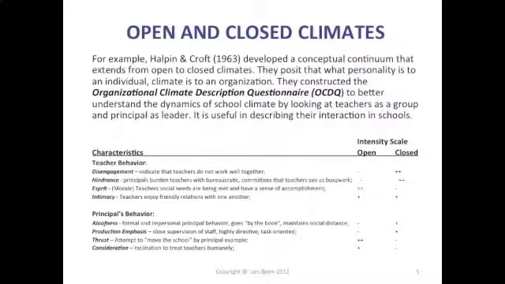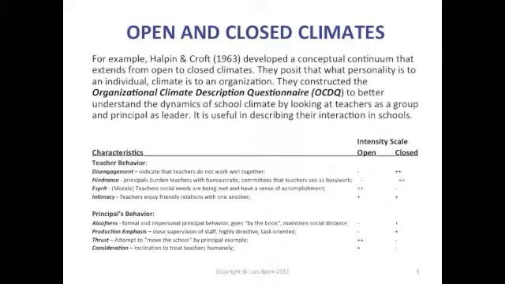Over the last several decades, researchers have developed and validated instruments to assess organizational climates. For example, Halpin and Croft developed a conceptual continuum that extends from open to closed climates. They posit that personality is to an individual as climate is to an organization. They constructed the Organizational Climate Description Questionnaire, OCDQ, to better understand the dynamics of school climate by looking at teachers as a group and principal as a leader. It's useful in describing their interaction in schools.